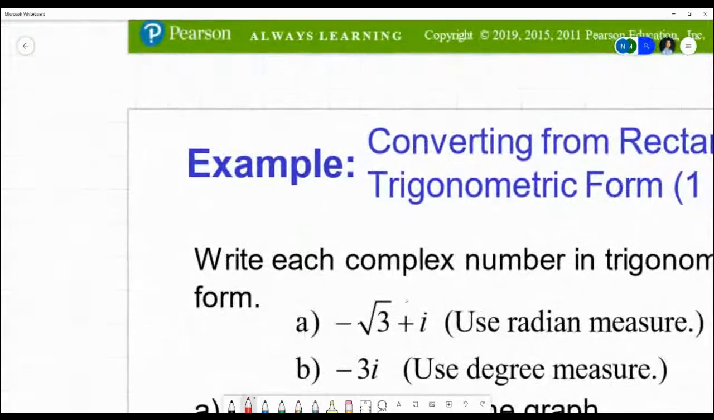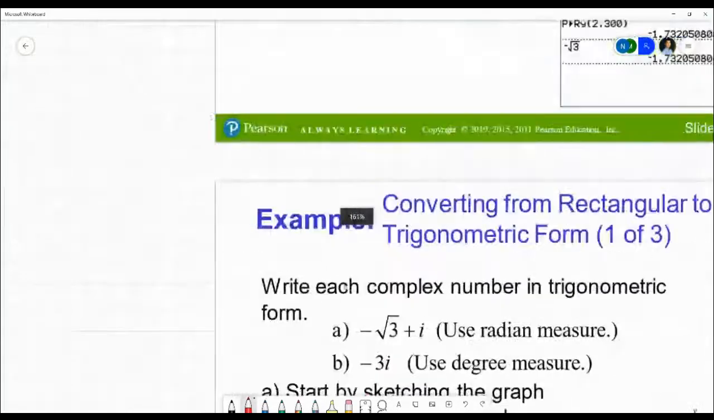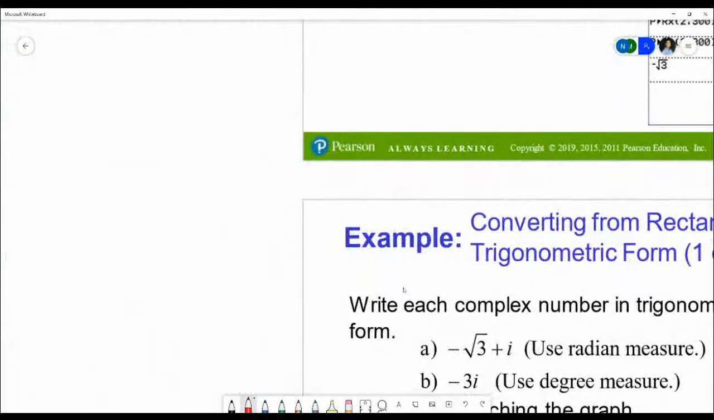All right, so write each complex number in trig form. Again, we're going to sketch this. For part A here, we have negative square root of 3 plus i. So again, the point that we're going to plot is negative square root of 3 and positive 1. So this is going to be in quadrant 2.